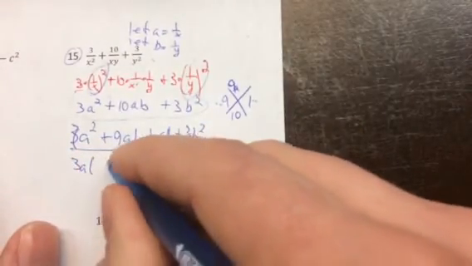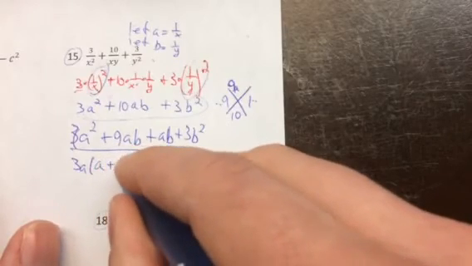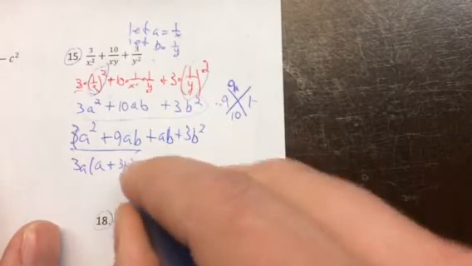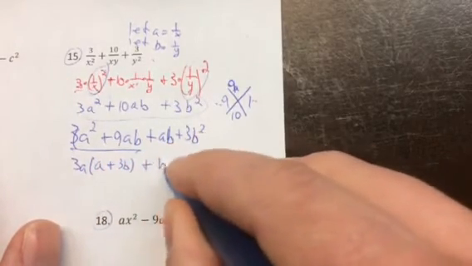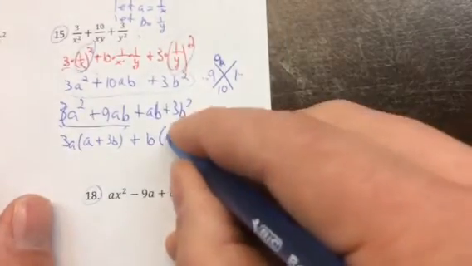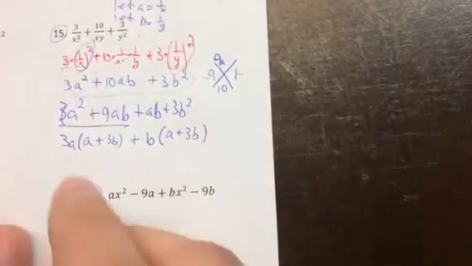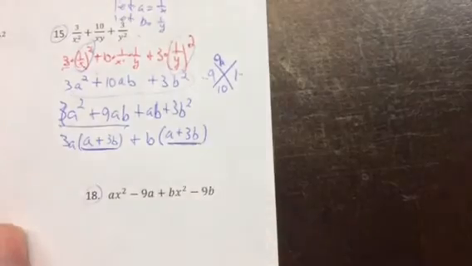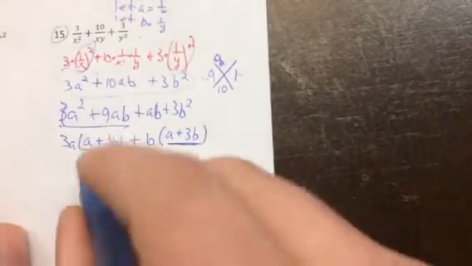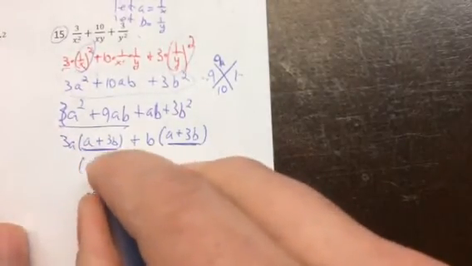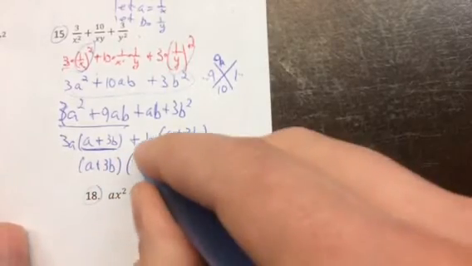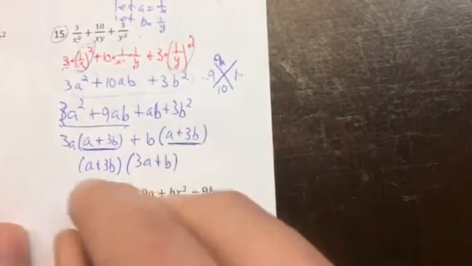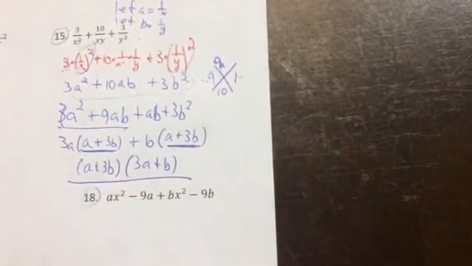3a times a plus 3b plus, these have a common factor of b, times a plus 3b. And then they both have a common factor of a plus 3b. So it's a plus 3b times 3a plus b. That is my final factored form.